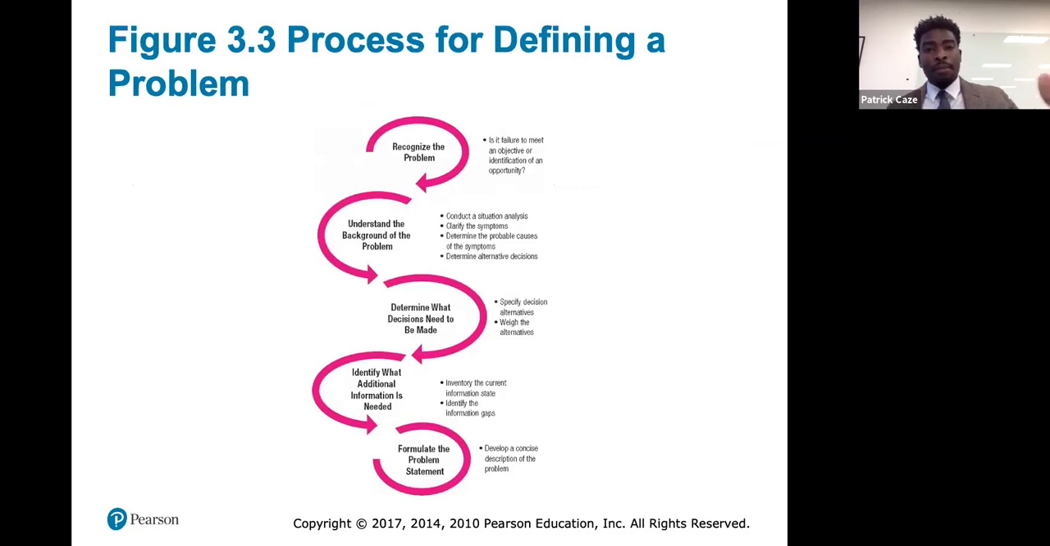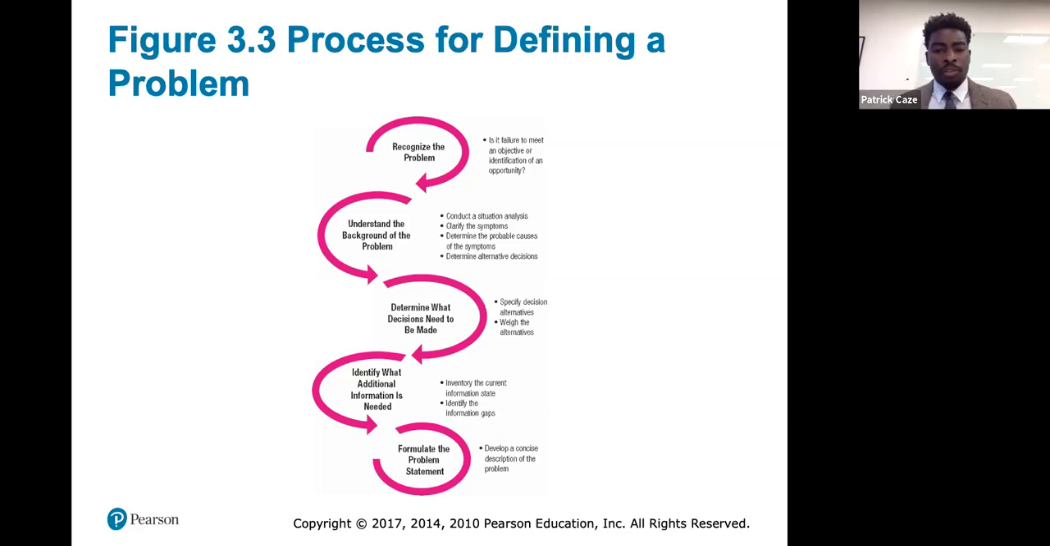So some of the steps for defining a problem: you're going to recognize the problem. Is there a problem? Understand the background of the problem, get some context as to what's going on. Determine what needs to be done. Identify what additional information you need. What else do I need to help me make a good informed decision so that I can formulate the problem statement? Because once I formulate the problem statement, then I'm ready to tackle the problem.